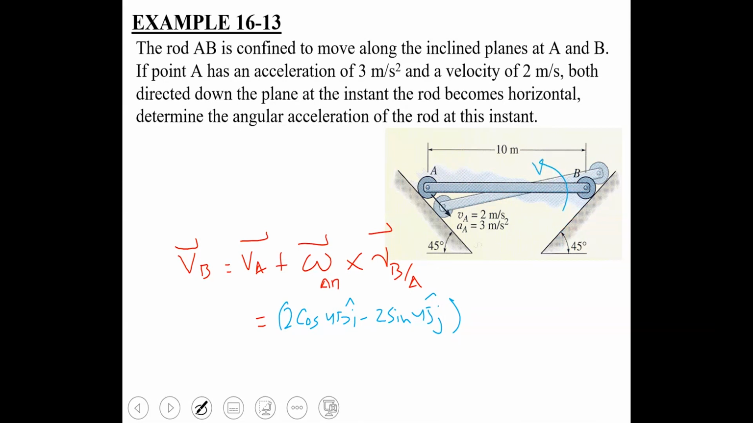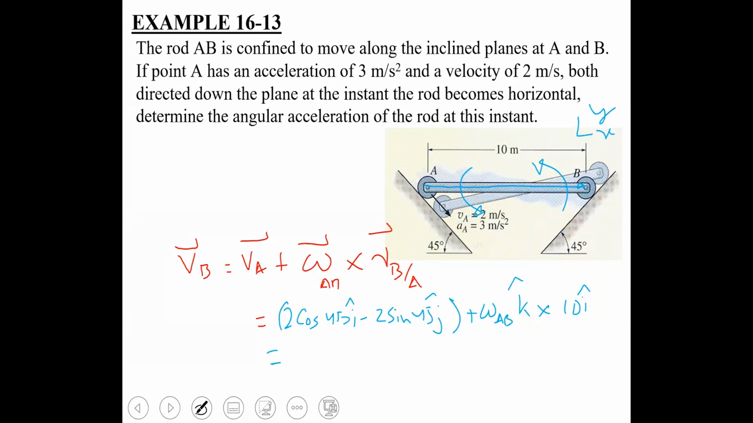Can you identify this omega's direction? Yes, sir. Counterclockwise. It is counterclockwise, so we can write it here as omega AB k. And what about RBA vector? Sir, 10 i hat. So it is going to be this vector, and it has a magnitude of 10 units directed towards the positive x-axis if you are using conventional xy coordinate system. So it is going to be 10i.